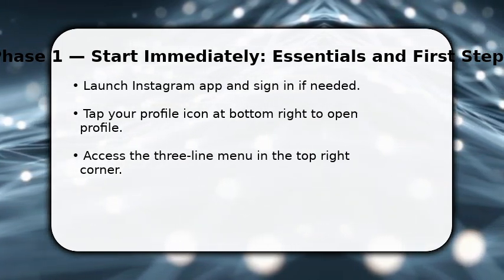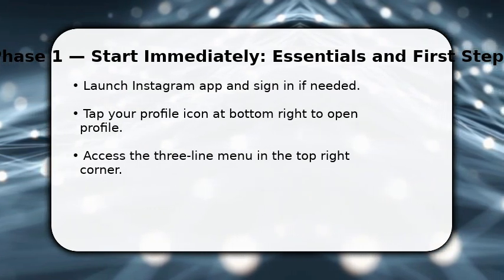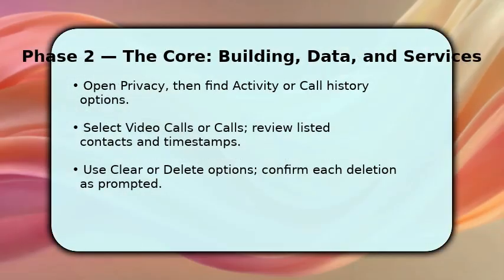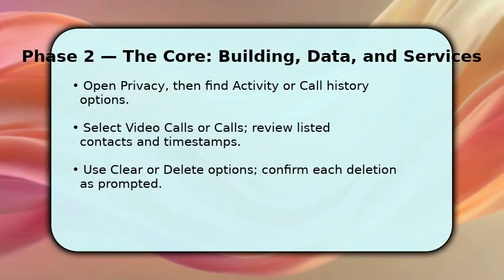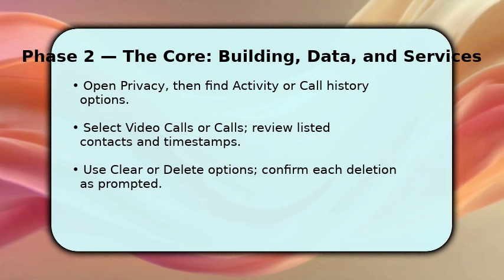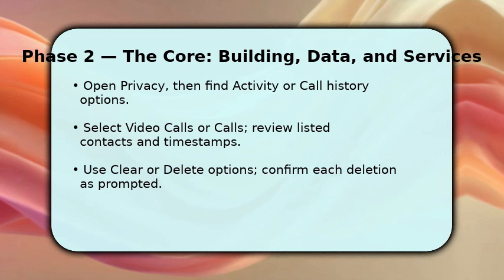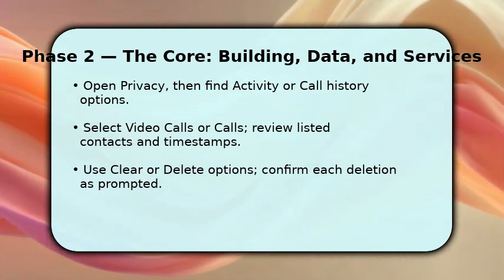Proceed now. Locate activity or calls-related options listed inside Privacy to move toward clearing history. Once inside Privacy, scroll to Activity or the Calls section. Instagram updates labels, so check both. You should see video calls or call history. Tap it to reveal individual entries with timestamps.